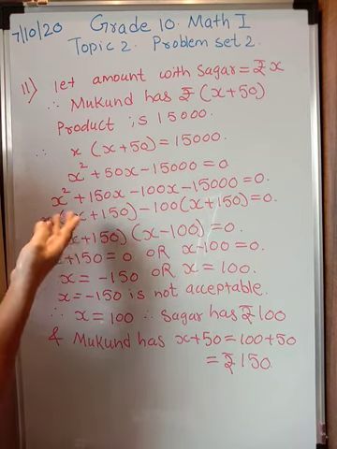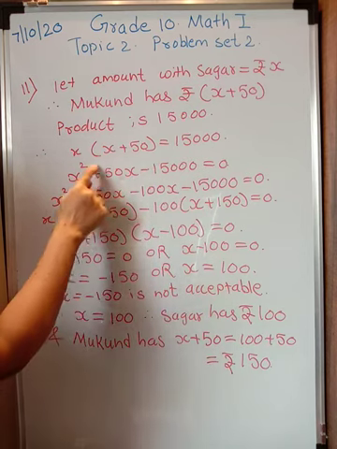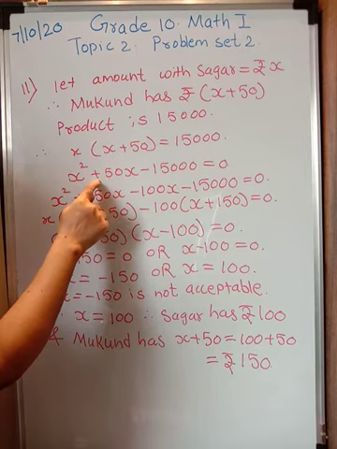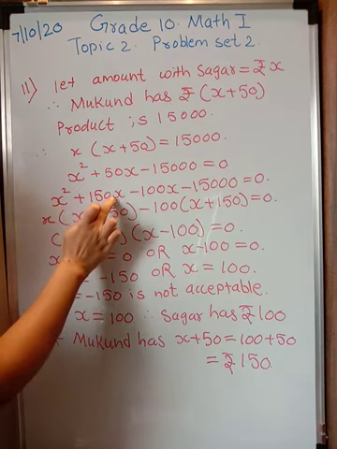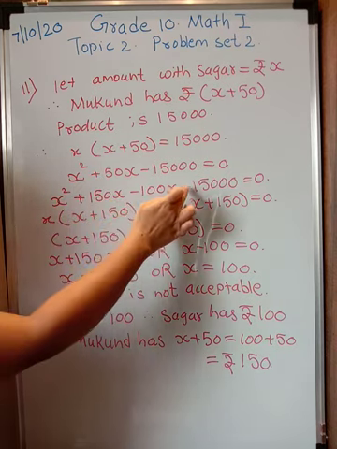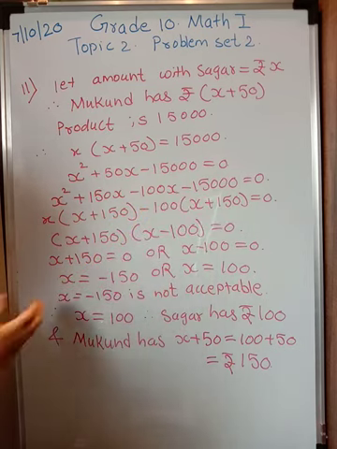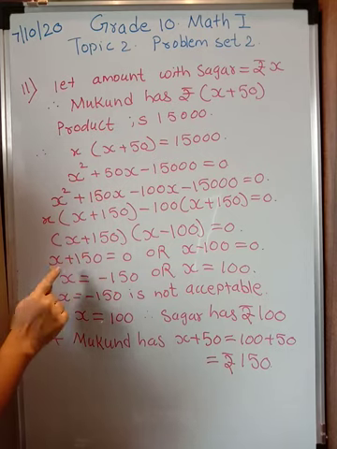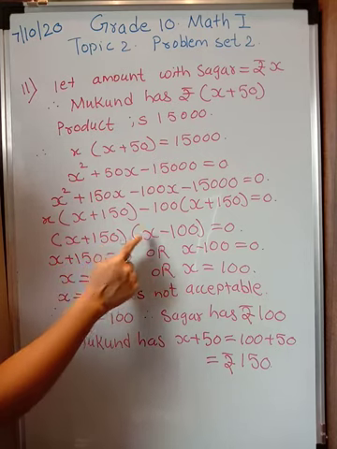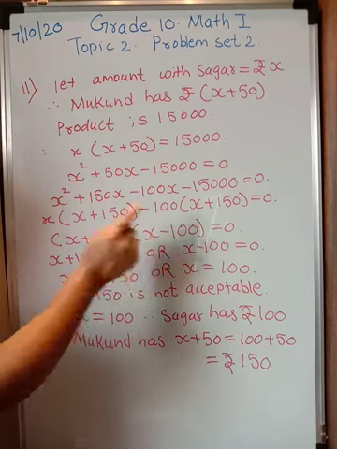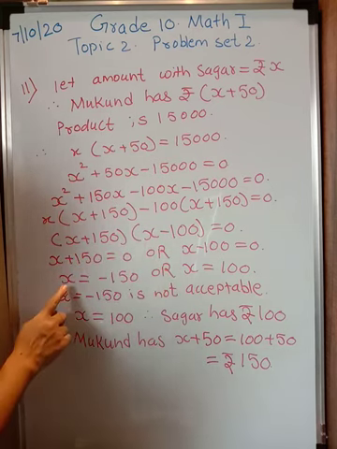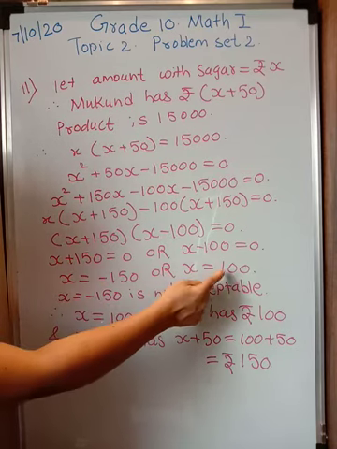Very easy, no? 100 and 150. The plus sign will be of 150, because the bigger number will have this sign. So you have x square plus 150x minus 100x minus 15,000 is equal to 0. After solving this, you already know how to solve this by factorization. So you have x plus 150 is equal to 0 or x minus 100 is equal to 0. So either x is minus 150 or x is 100.